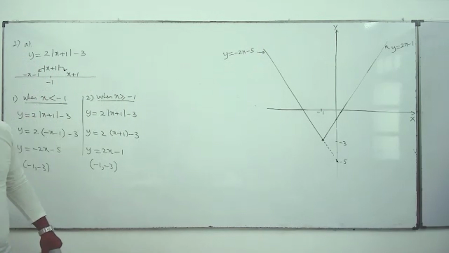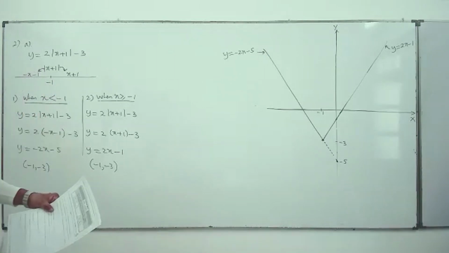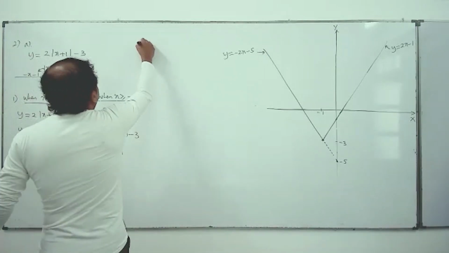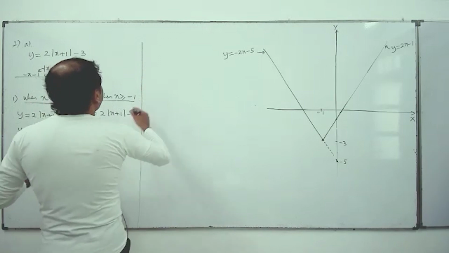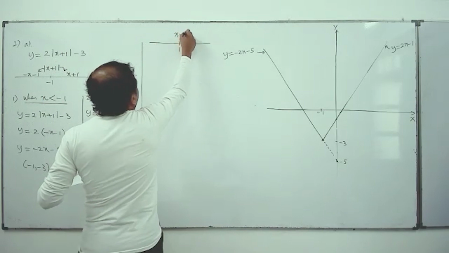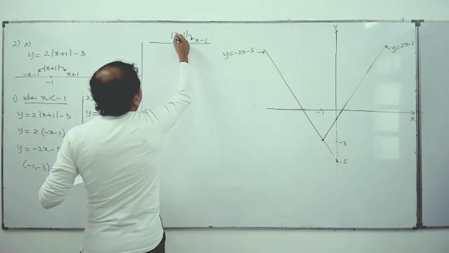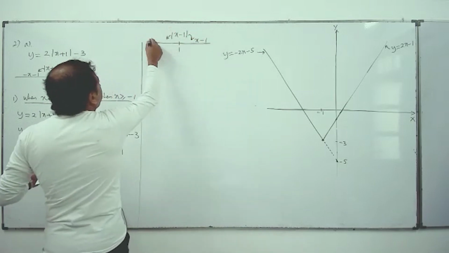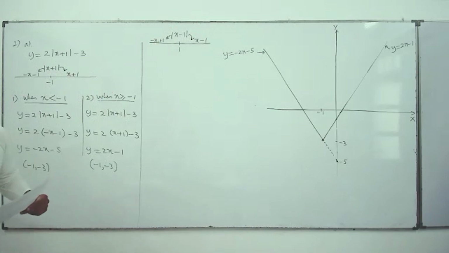So come to the second one. The second one is y equals x plus 2 times mod x minus 1. There we need mod x minus 1. Mod x minus 1 changes at 1. On the right of 1, it is x minus 1. On the left of this, we multiply by a minus sign, no? Minus x plus 1. Okay.